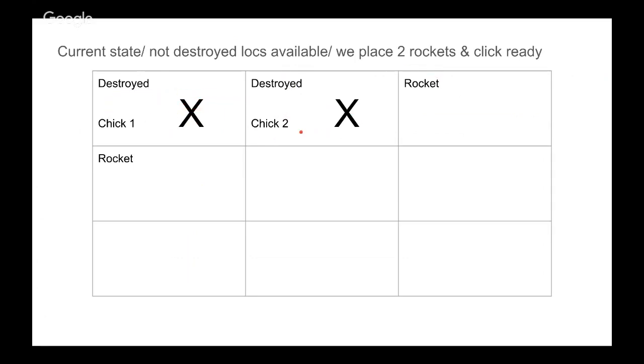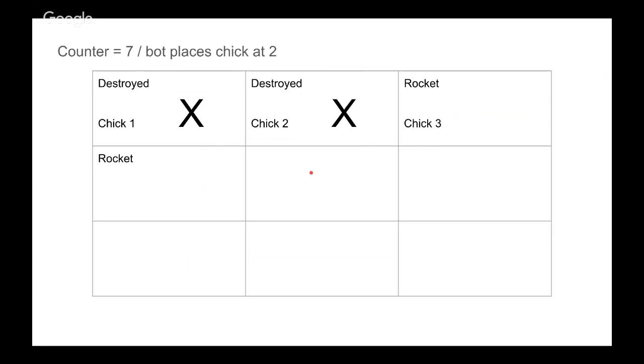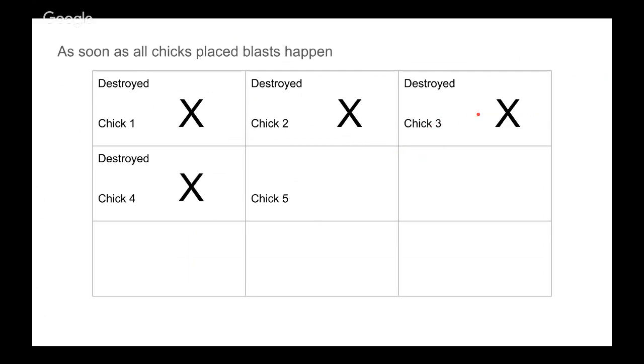2 chicks are destroyed. Now we put our rockets in the next 2 available locations, and now we rig the game. We make the bot put its next 3 available chickens in this location, this location, and this location. That is exactly what we do in the next 3 iterations of the random number call. So chicken 3 gets placed here, chicken 4 here, and chicken 5 here. Because we have placed our rockets already here, as soon as the 3 chicks are placed, the rockets fire up. The other 2 chicks of the bot are also dead.